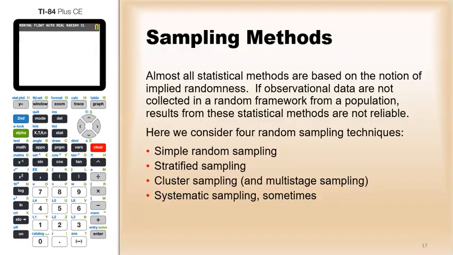Almost all statistical methods are based on the notion of implied randomness. If observational data are not collected in a random framework from a population, results from these statistical methods are not reliable. So, for this video, I'm going to consider 4 random sampling techniques: simple random sample, stratified sampling, cluster sampling and multi-stage, and systematic sampling, which is sometimes random.